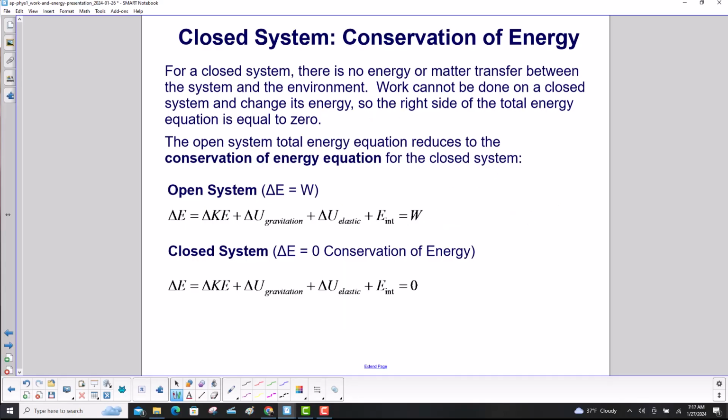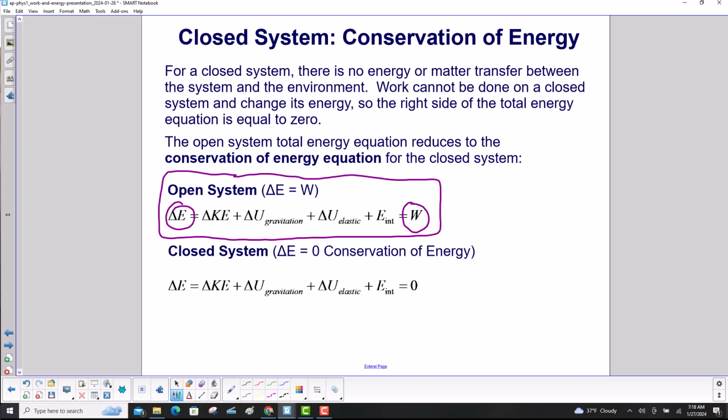For a closed system, there is no energy or matter transfer between the system and the environment. Work cannot be done on a closed system and change its energy. So the right side of the total energy equation is equal to 0. The open system total energy equation reduces to the conservation of energy equation for our closed system. So here's the open system that we've been dealing with, where the change in energy is equal to the work done on it. But now the work done is 0. So for a closed system, we have delta E equals 0, and that is the conservation of energy.